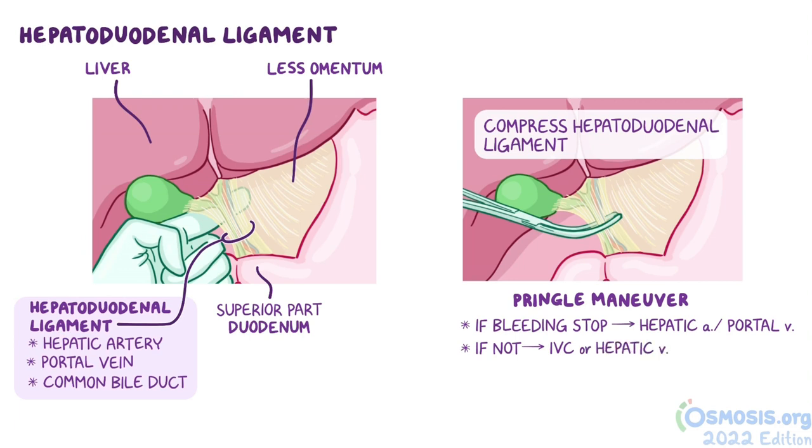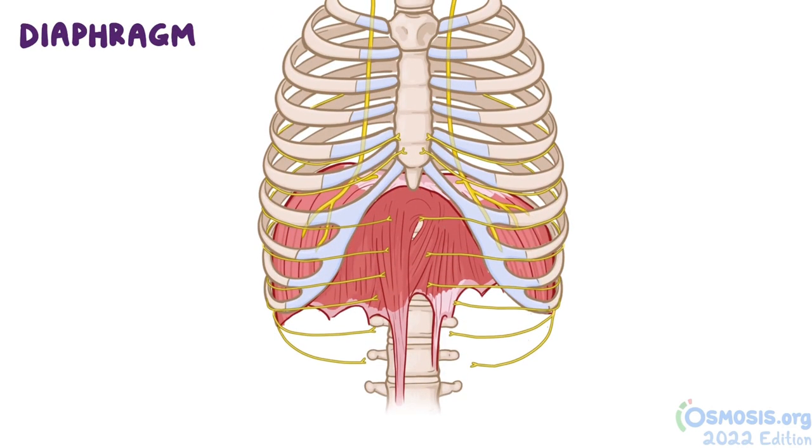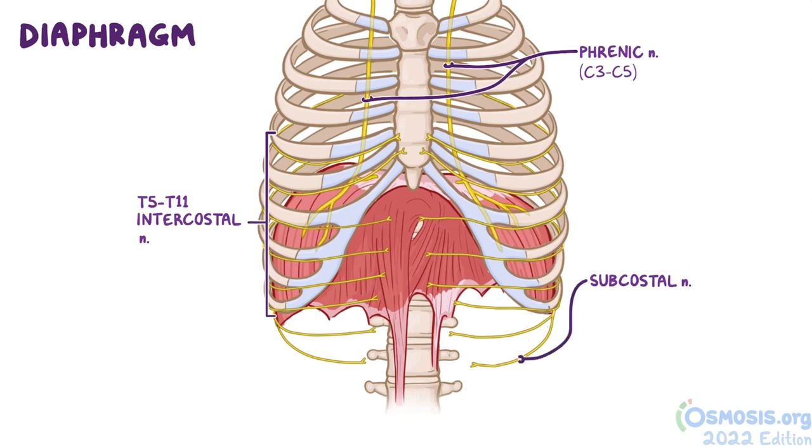Alright, now let's switch gears and discuss the clinical conditions affecting the diaphragm. The diaphragm receives most of its sensory supply from the phrenic nerves, which carry signals to C3 through C5 spinal nerves, where the periphery of the diaphragm receives sensory innervation from the T5 through T11 intercostal nerves and the subcostal nerves.